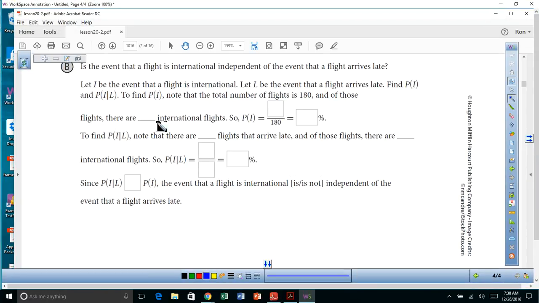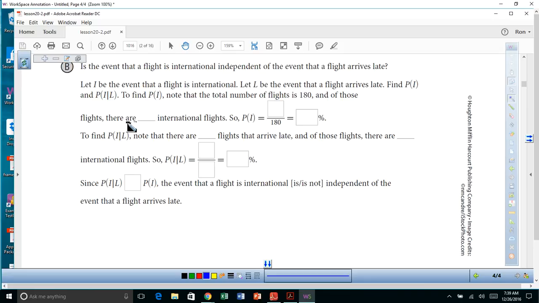Is the event that a flight is international independent of the event that a flight arrives late? Let I be the event that a flight is international. Let L be the event that a flight arrives late. Find the probability of I and the probability of I given L.